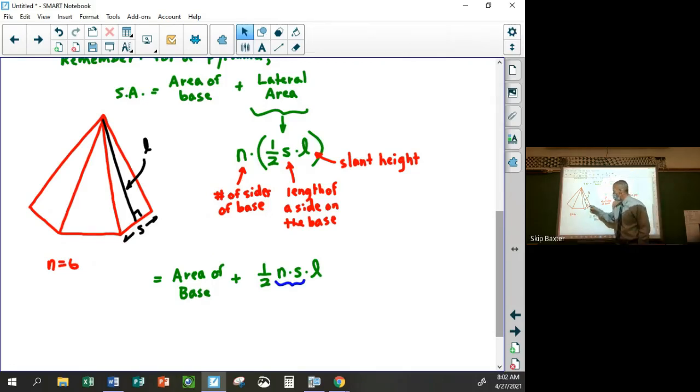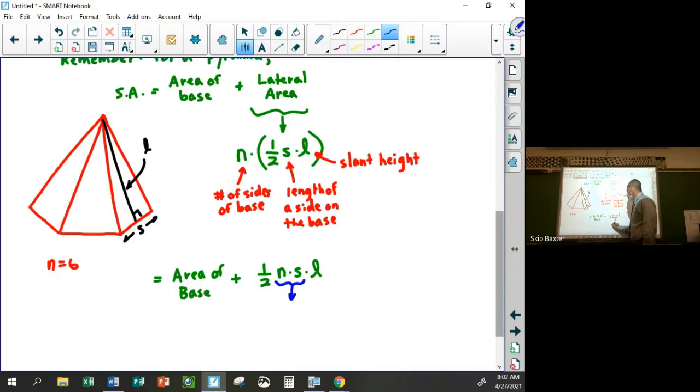Multiplication is commutative. The reason why I'm rearranging it like this is because n times S, you just think about what that is. It's just the perimeter of the base, right? In this case, there's 6 sides of length S. So the perimeter of the base would be 6S, right? But in general, no matter what the shape of the base is, it's going to be n times S. n is the number of sides of the base, and S is the length of a side of the base. So this all ends up being the perimeter of the base.